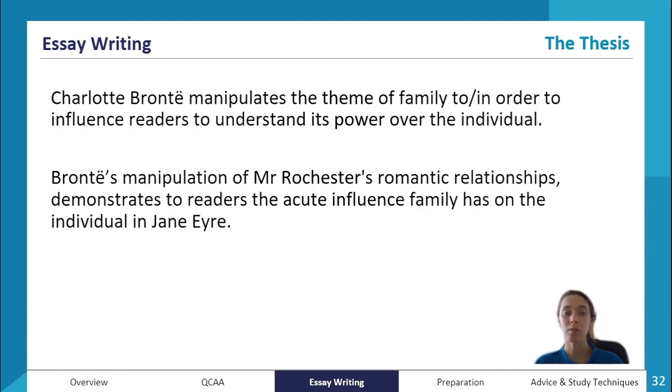Okay, so Charlotte Bronte manipulates the theme of family in order to influence readers to understand its power over the individual. Bronte's manipulation of Mr. Rochester's romantic relationships demonstrates to readers the acute influence family has on the individual in Jane Eyre. So you can see how we are taking those ideas that we brainstormed and we're refining them into that sentence format. We've chosen those ideas that we want to focus on.